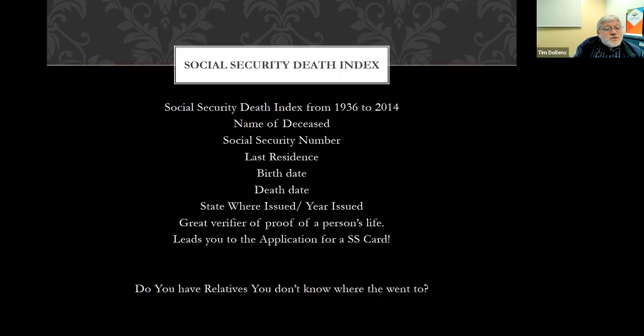Now I'm going to show you something else that's cool. I've already talked about most of these items, but again, 1936 to 2014 are some of the indices. It changed after 2014, but they're still accessible. All the things I just told you about my grandmother: residency, Social Security number, birthplace, death place, where it was issued. And this proves a person's life because they're getting benefits. So the question I have for you is, do you have relatives you don't know when and where they went to?